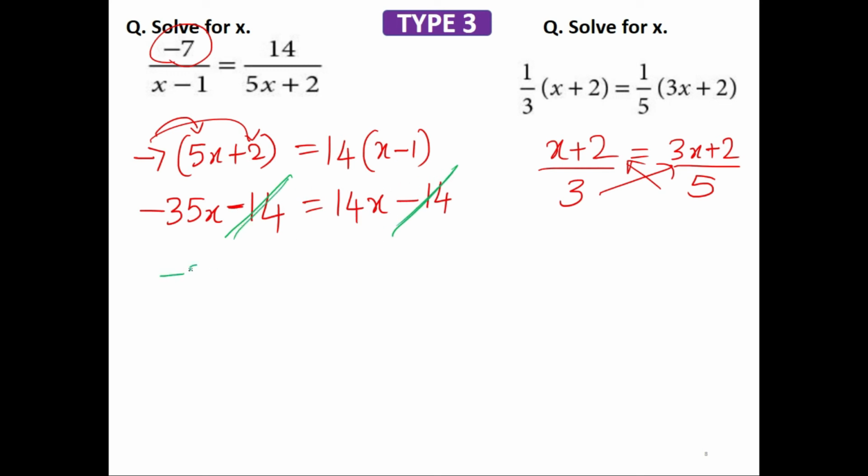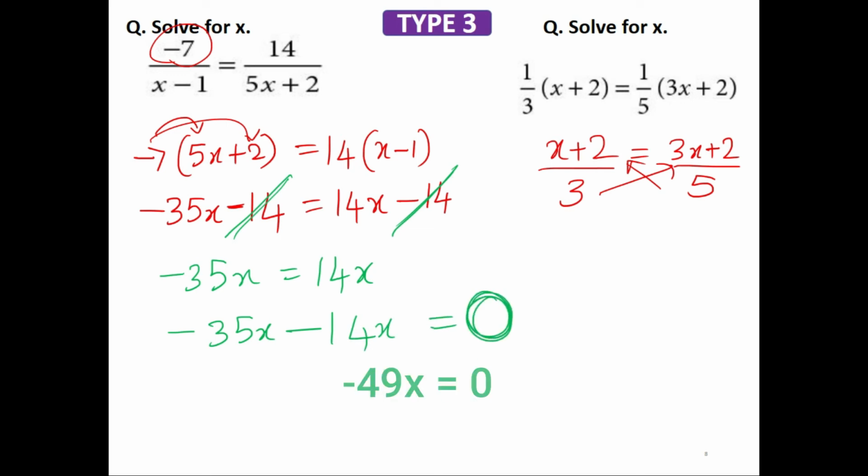So what remains is negative 35x equals 14x. Now, bringing to one side, for sure you can see negative 35x minus 14x is giving you a 0 on this side, which clearly shows that the value of x is going to be 0 here. So your answer for this question is x equals 0.